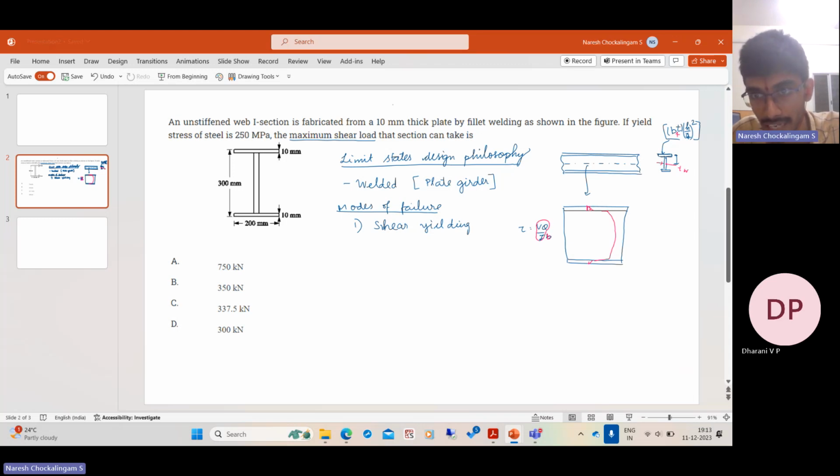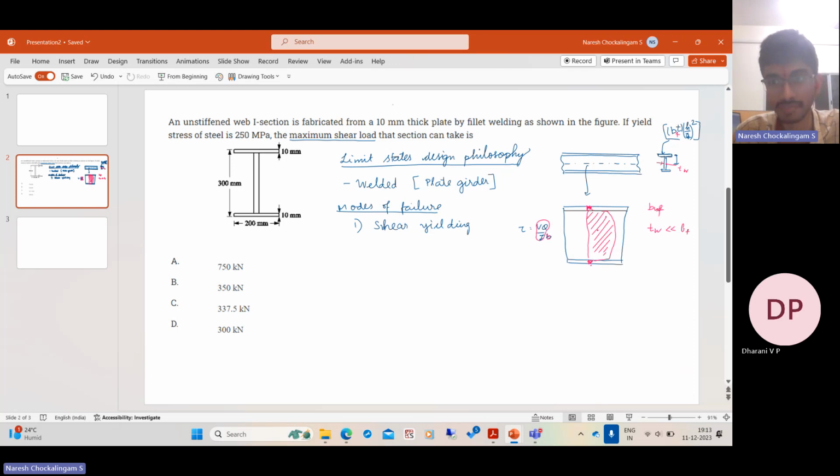In the flanges, VQ by I is called the shear flow. That is the same, but there is a discontinuity in the shear stress because the area resisting the shear flow in the flanges is very big, which is BF, whereas in the web, it is TW, which is much smaller than BF. Therefore, there is a sudden shoot up of the shear stress. So most of the time you can neglect the shear stress in the flanges, and you can assume that the entire shear load is carried by the web, because this area is much bigger compared to this area. When you integrate this tau over the depth, you get the shear force.